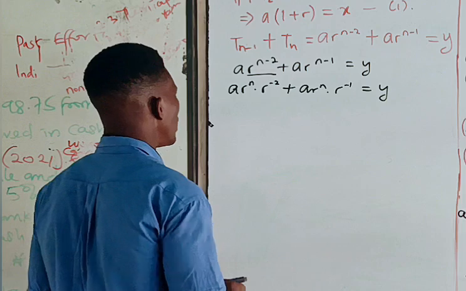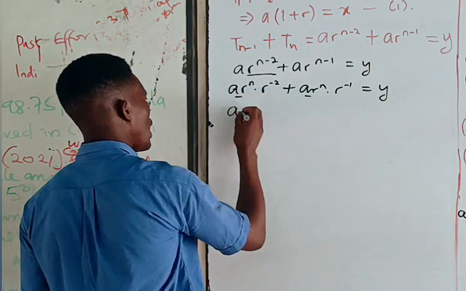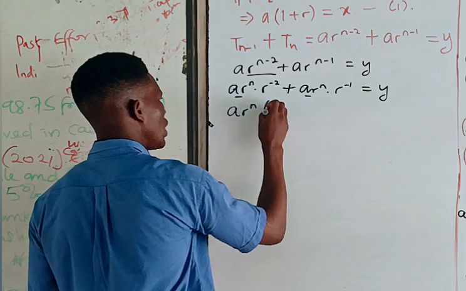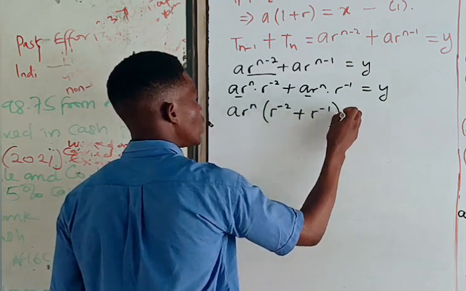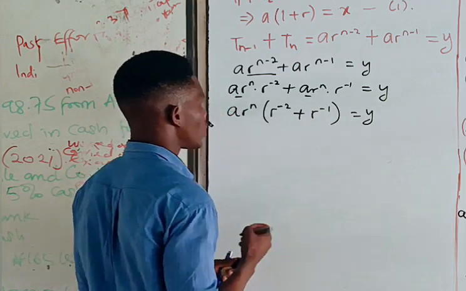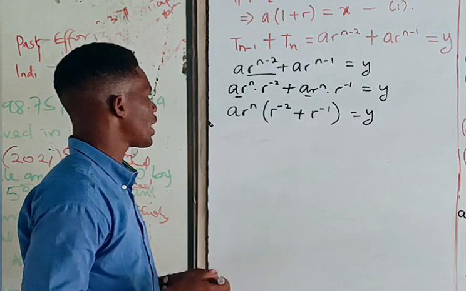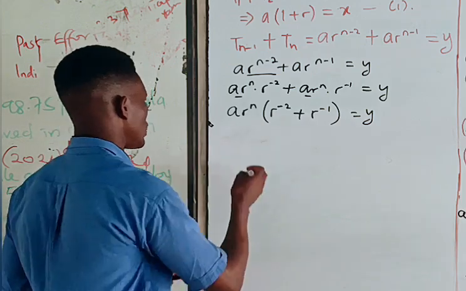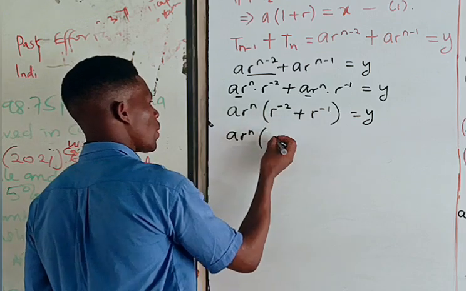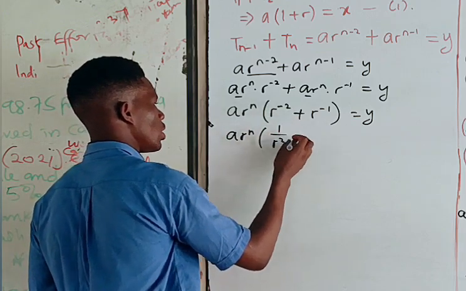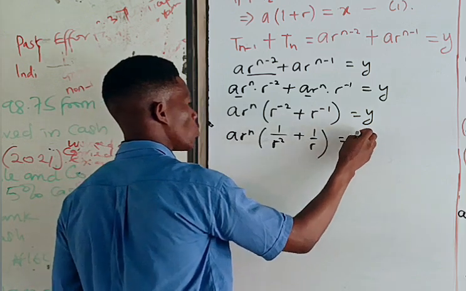With this now, AR^n is common, so we can factorize that out. We have AR^n into bracket R^(-2) + R^(-1) = Y. So moving on, what can we do? The next thing we can do is write these like this: AR^n into R^(-2) is the same thing as 1 over R squared, plus this one is 1 over R, equals Y.